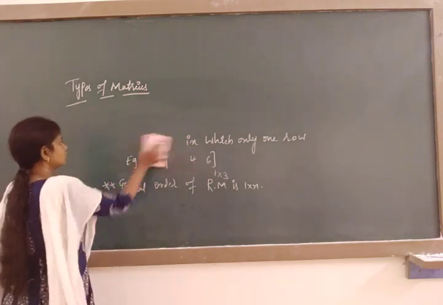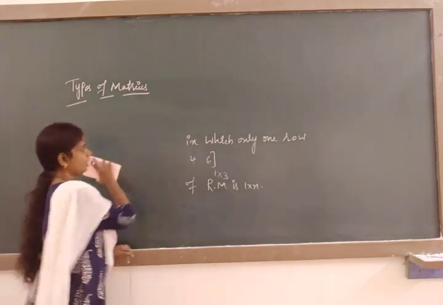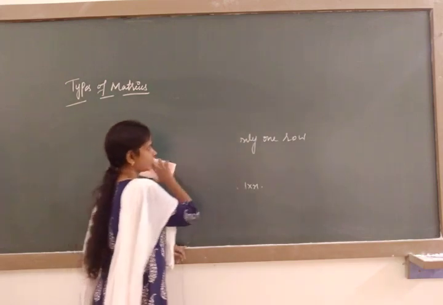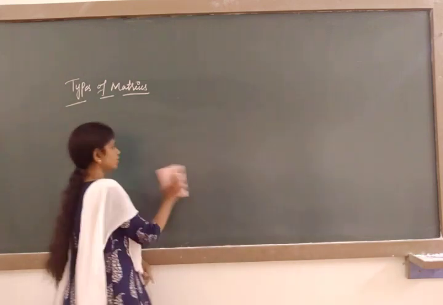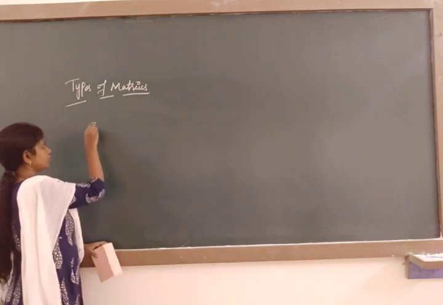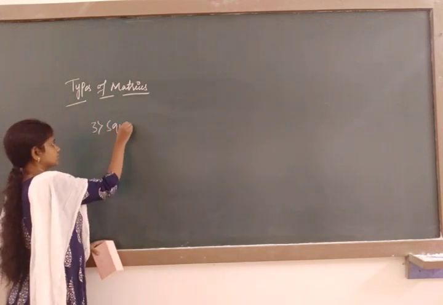Now we will go with the third matrix. As I said, the heading is types of matrices. In that, the third one is the square matrix.